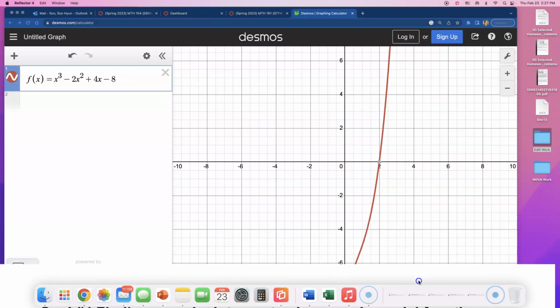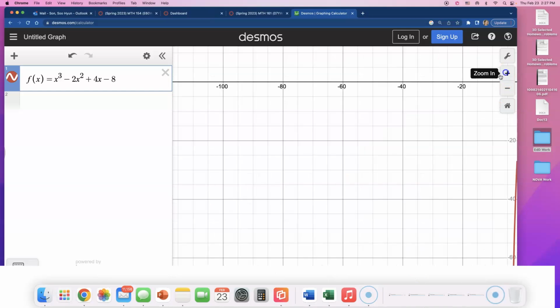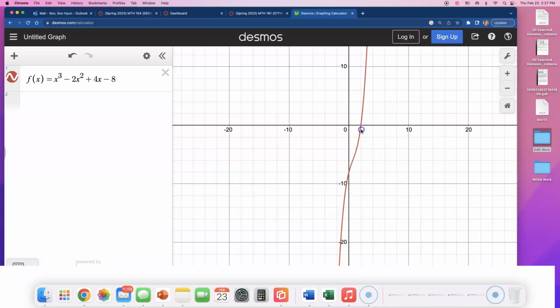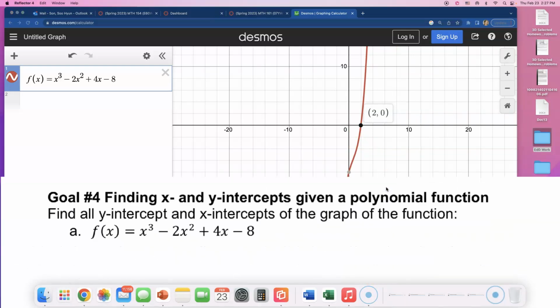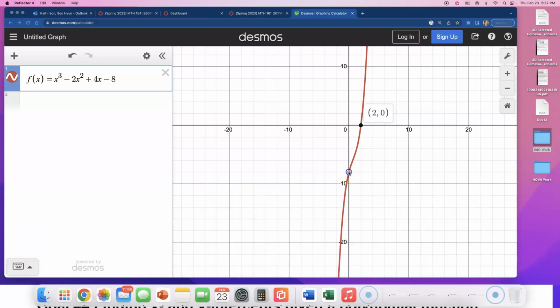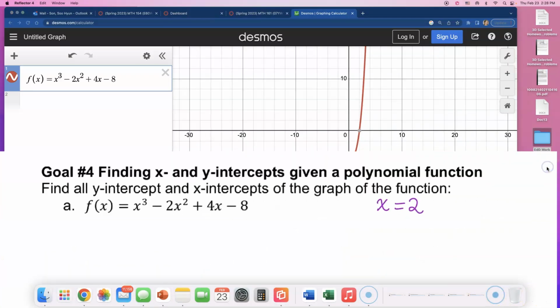I'm going to try to zoom out because I don't want to miss any points. So this graph has an x-intercept at 2. I'll write that down on my paper here. We have an x-intercept at x equals 2. We have a y-intercept down at negative 8. So y-intercept at negative 8. So if you just want to get the answer from graphing, that's what you can do.